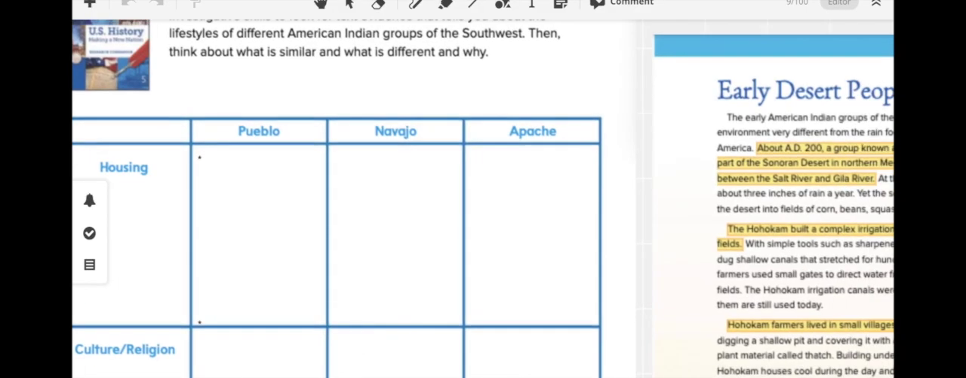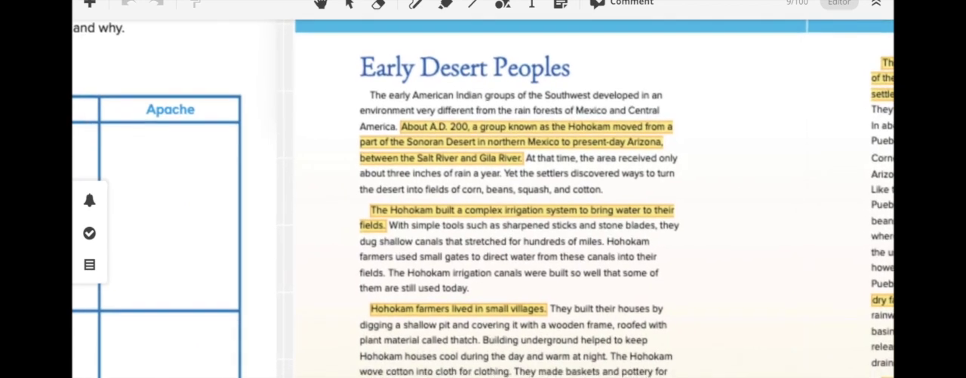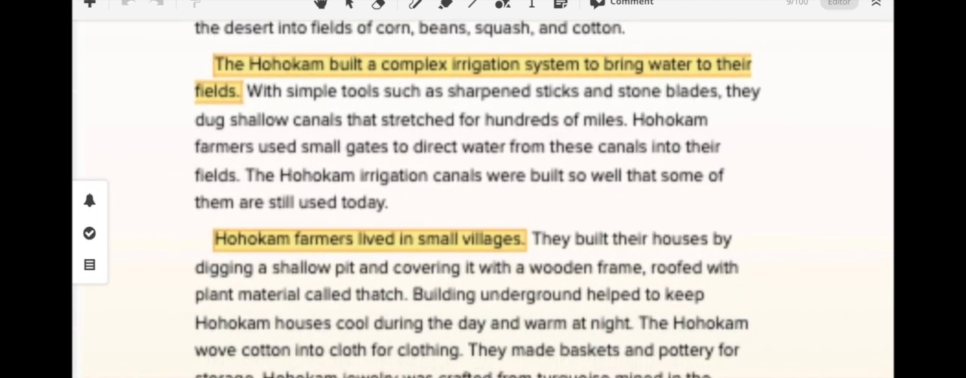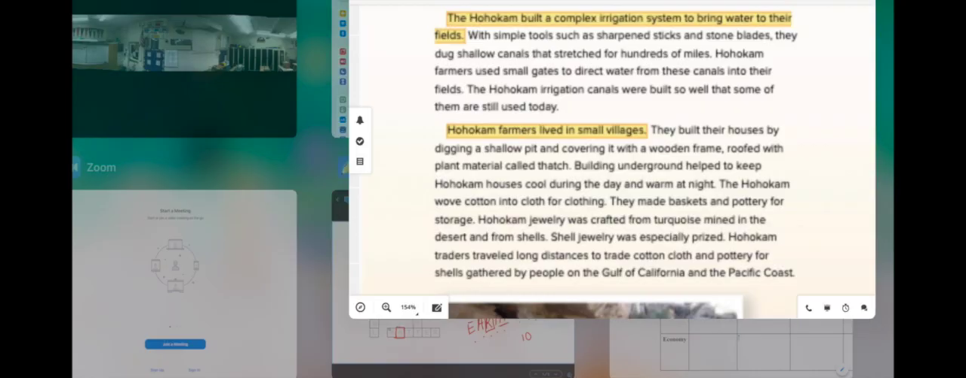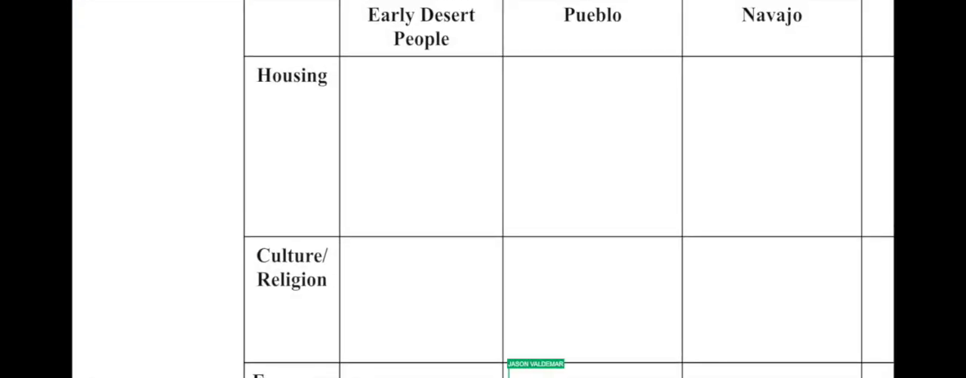Housing is the first thing we need to look for. So if we look at the Hohokam, we see the word build. They built their houses by digging shallow pits and covering them with wooden frames roofed with plant material called thatch. So I'm going to go to my document here, and in the housing section, I'm going to write down what they did, and I already have it ready. So ding, there it is. The Hohokam had wooden framed roofs with thatch.